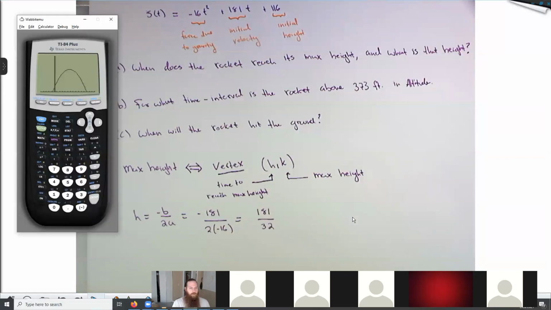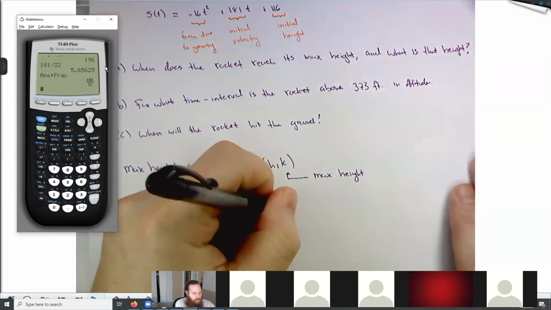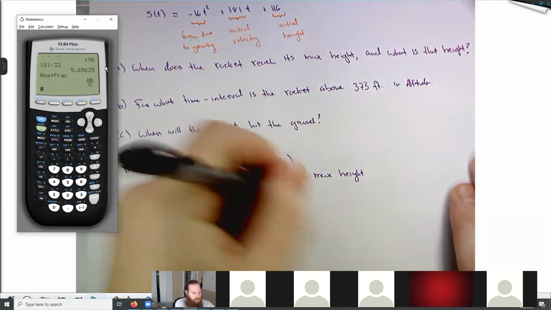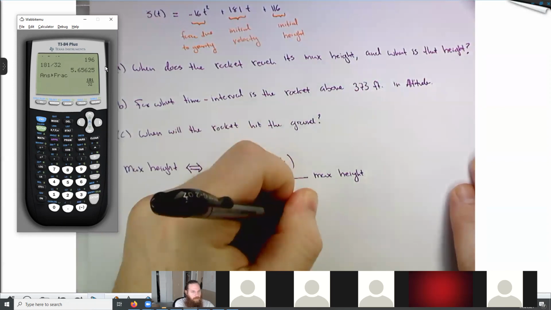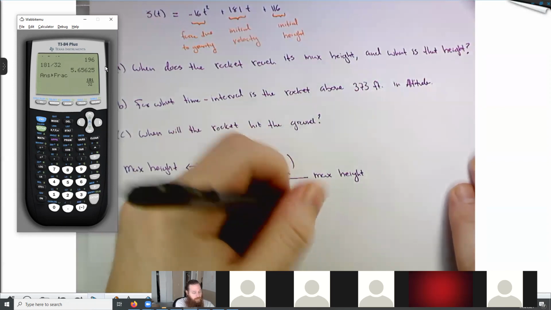This is a place where our calculator can help. So I can come out of this and ask, okay, can I simplify 181 divided by 32? It'll give you this decimal. And if you want to, you can try to simplify it using the frac function, but no, we're good here. That's all it is. So this is the exact value. And then as a decimal, this is about 5.656.